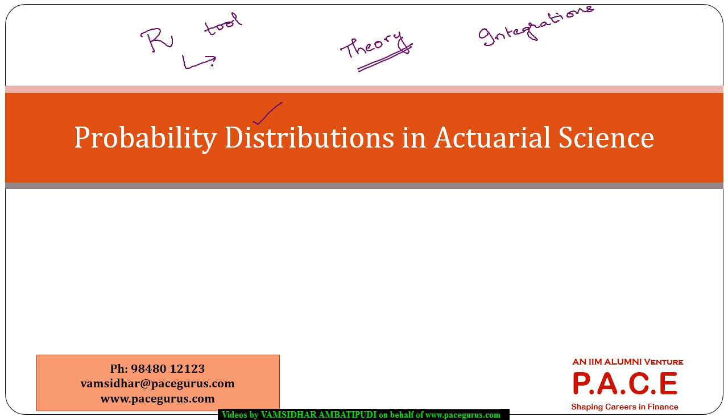So we will look at different kinds of packages and different kinds of functions that are available in R to understand the different probability distributions that we commonly use in actuarial sciences. So that is how our entire session is going to go.